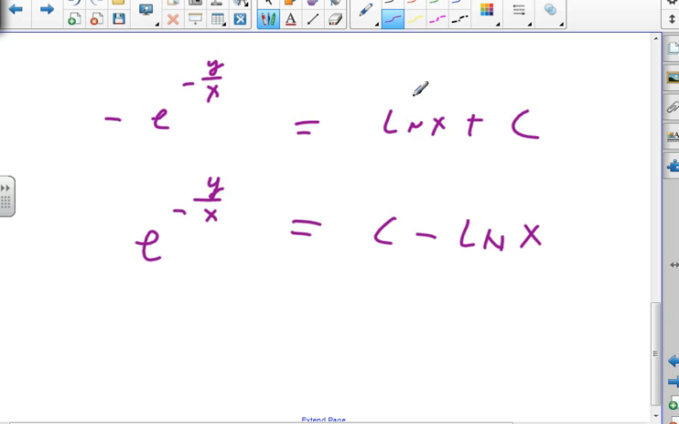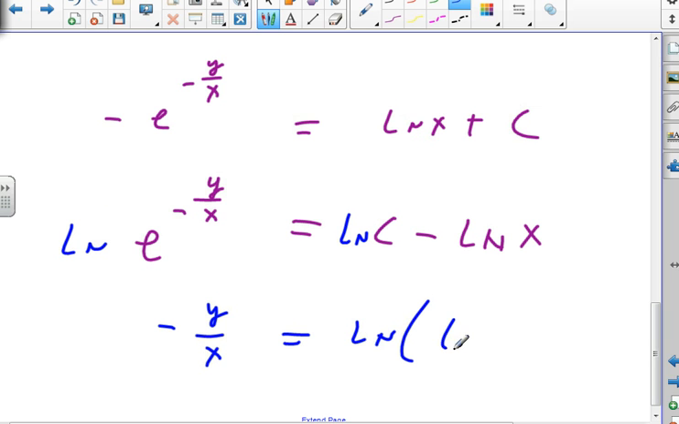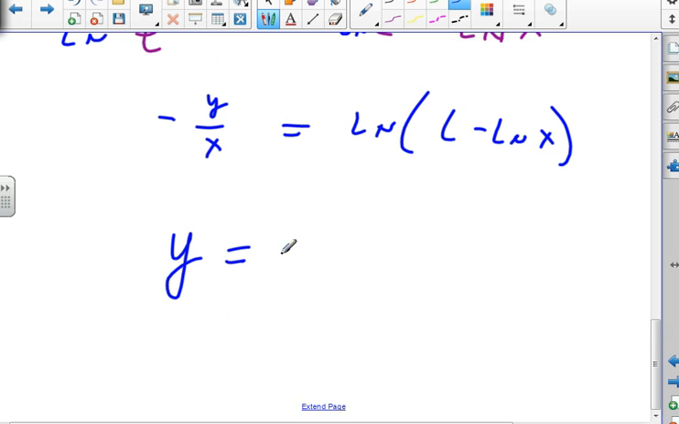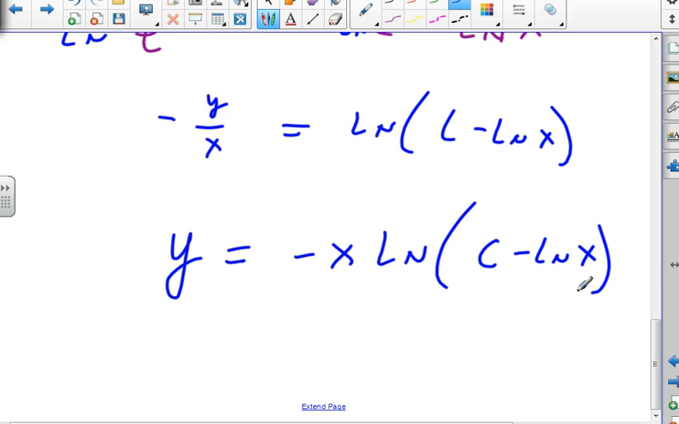We're going to take the natural log of both sides of the equation, and we're going to have minus y over x is equal to natural log of c minus natural log x. And then we're going to say y is equal to minus x times natural log c minus natural log x. And at that point we're going to say, oh, that's what the back of the book has. We're just so wonderful.